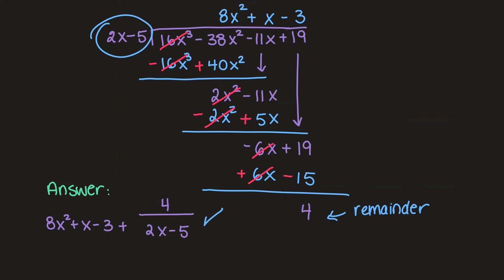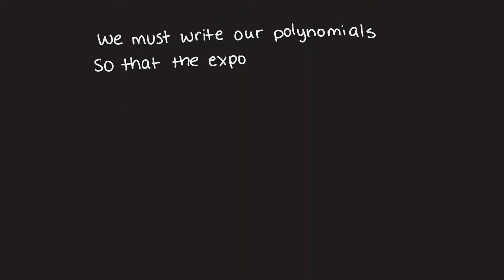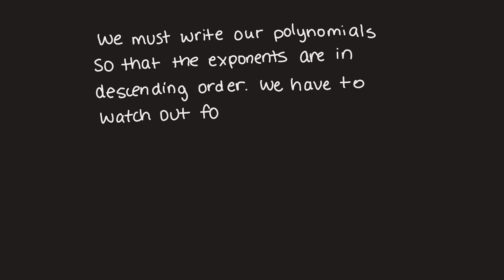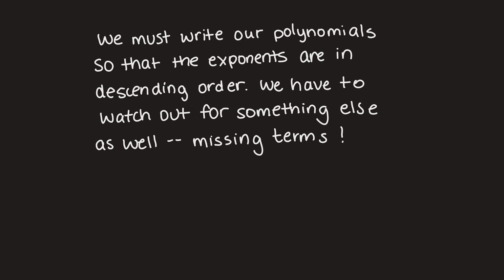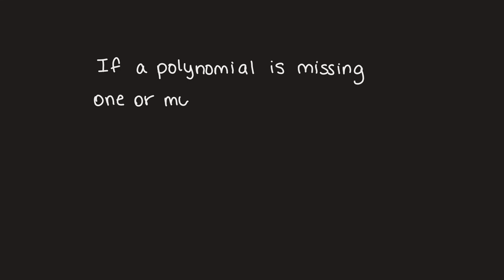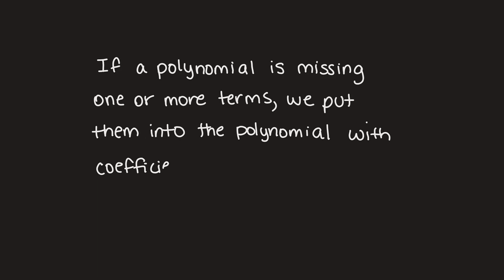So as we saw in example 4, we must write out our polynomial so that the exponents are in descending order. We have to watch out for something else as well, and that's missing terms. So if a polynomial is missing one or more terms, we put them into the polynomial with coefficients of 0. So let's try an example of such a case.